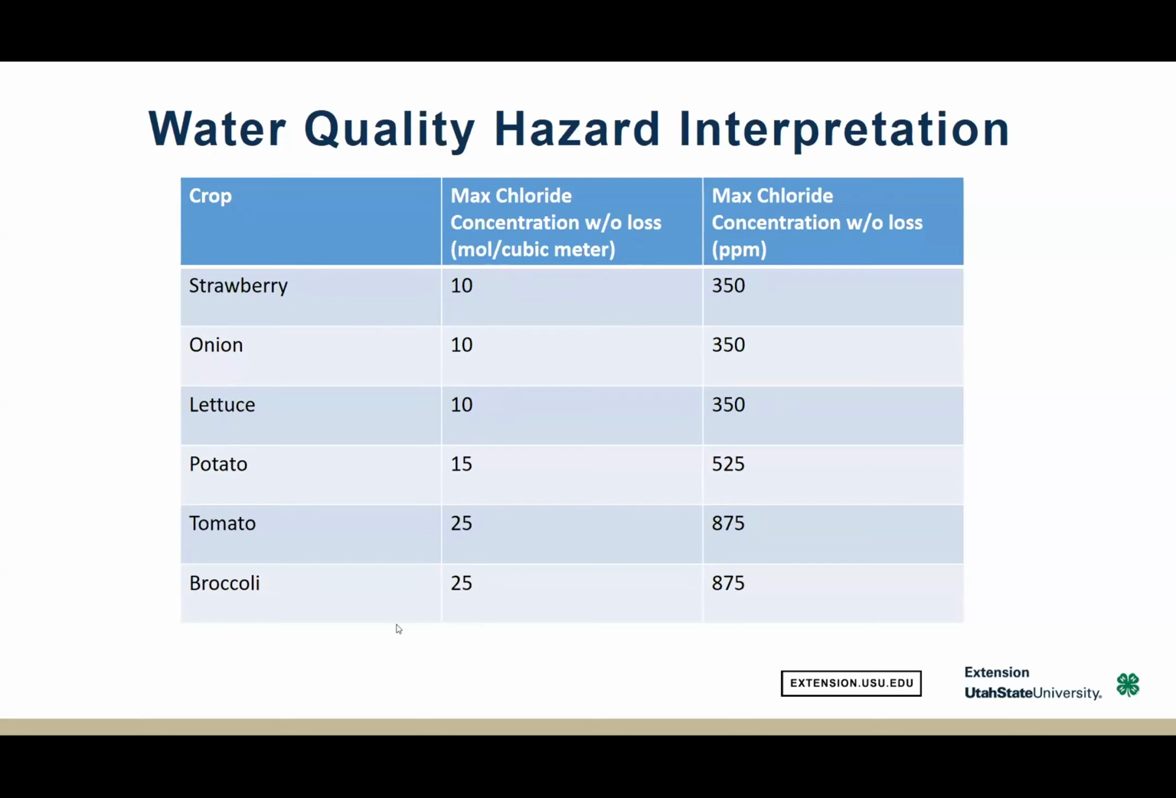Potatoes are a little bit more tolerant. Tomato and broccoli are even more tolerant as you go along. But you can see that even with these individual specific ion concerns with hazards, particularly chloride, we have to have some interpretation value there too for our water test reports to make sense to us.